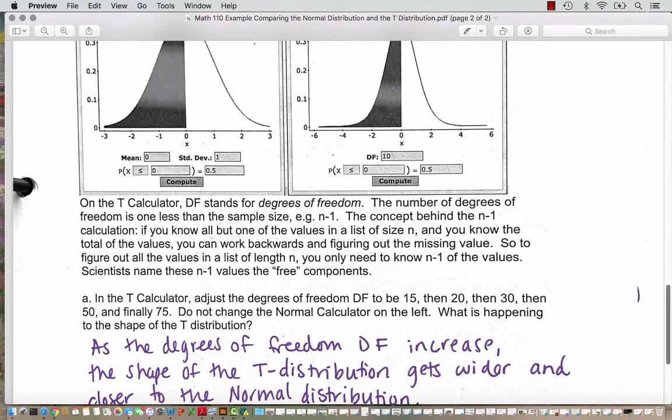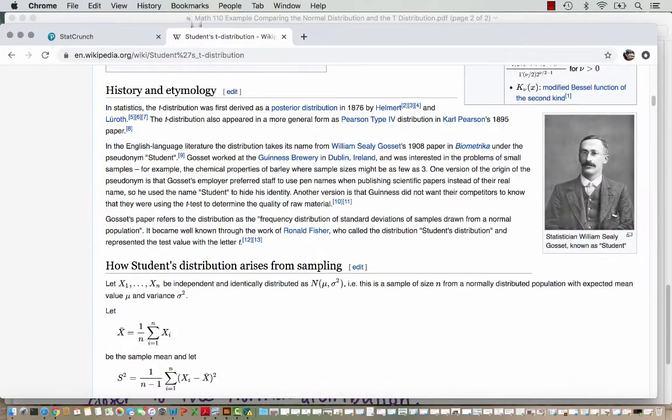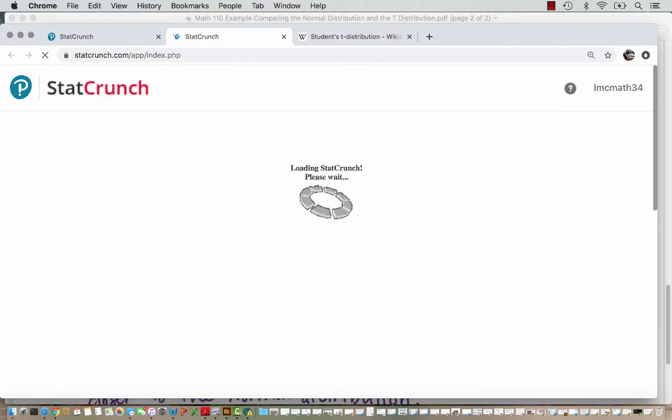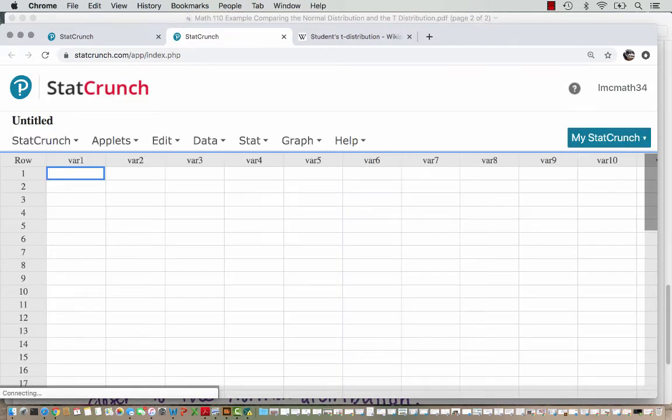So we are going to head into the calculator, and in the t calculator, we're going to adjust the degrees of freedom to be 15, then 20, then 30, and then 50, and finally 75, and go see what's happening to the shape of the t-distribution. So we're going to head into StatCrunch. We're going to open a blank StatCrunch, and we're going to pull up both of these calculators.